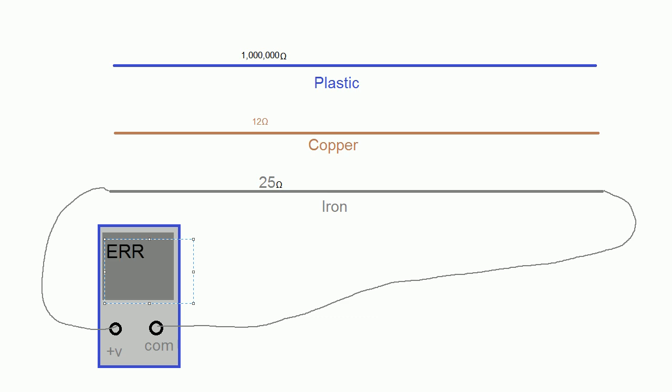It'll probably do error or open loop, one of the standard messages when it can't get a reading. Because in order to actually establish a circuit, you need to break what's known as the breakdown voltage of any material, and everything has a breakdown voltage. This is the amount of voltage you need in order to start actually conducting electricity.